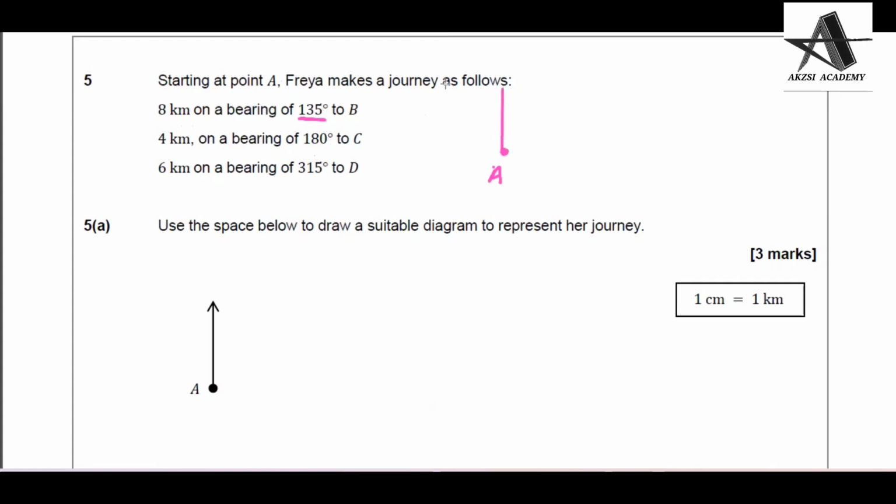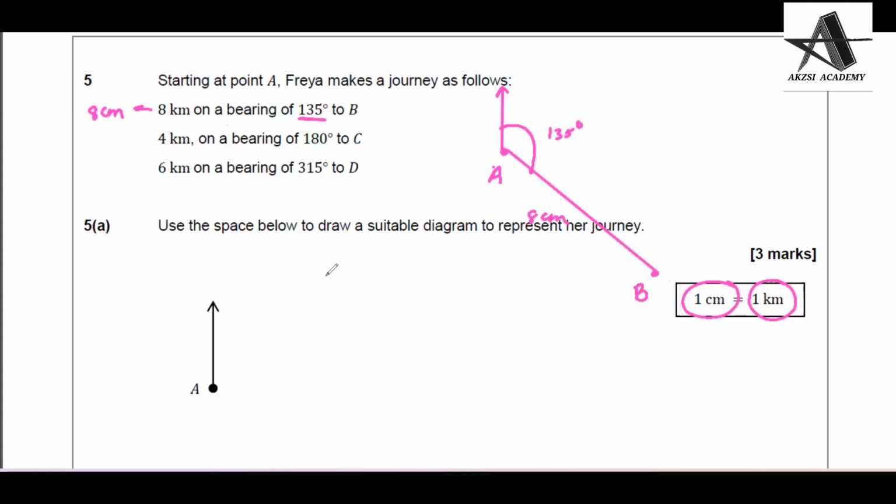So this means that you have to draw a line pointing towards the north at A. From here, move clockwise and draw 135 degrees. It will be maybe something like that. This is going to be 135 degrees. This is 8 kilometers, and it is given that 1 centimeter equals 1 kilometer. That means on paper you have to draw 8 centimeters. So once you have the direction, now draw 8 centimeters. Suppose this is 8 centimeters, and then I'll name this point B.